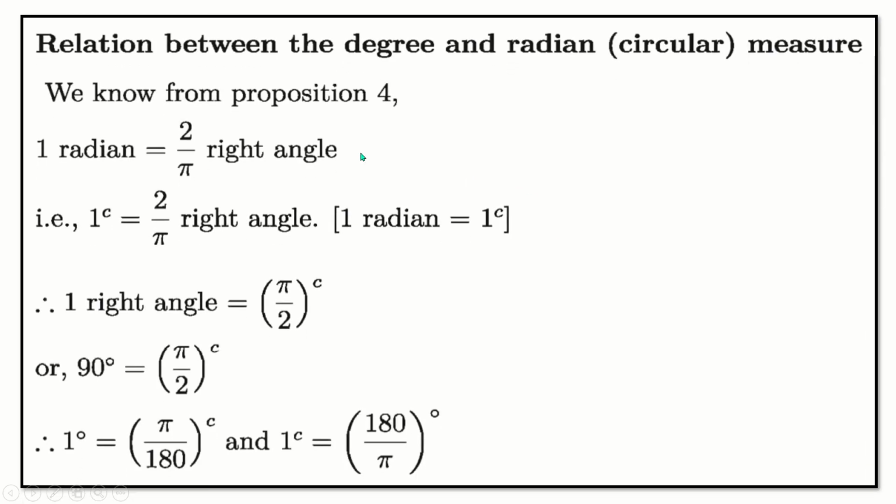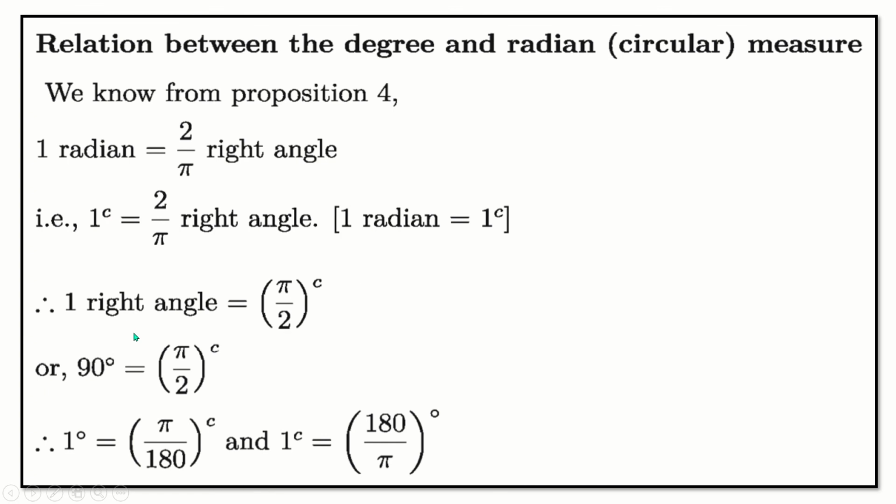Now follow the relation between the degree and radian measure. We know from proposition 4, 1 radian is equal to 2 by pi right angle. Here 1 radian and 1 to the power C are the same, that is a synonym. You can write in this form or this form, no problem.